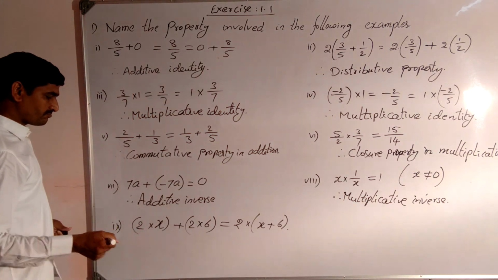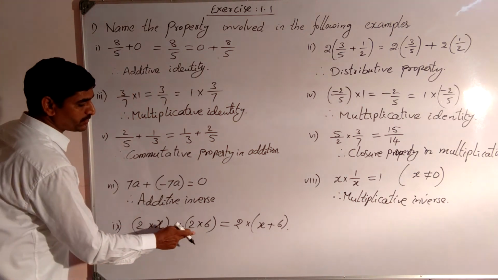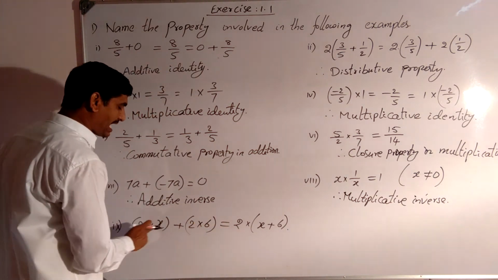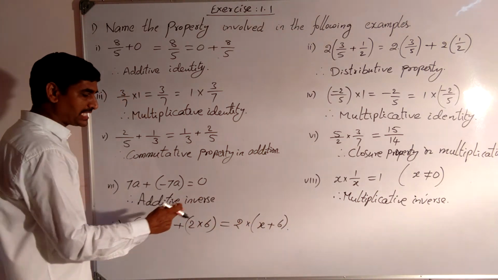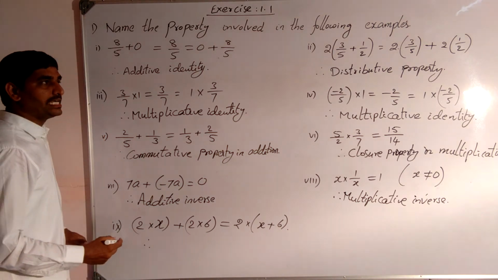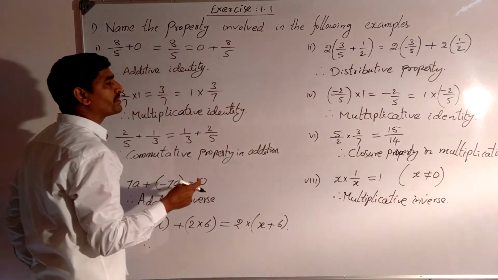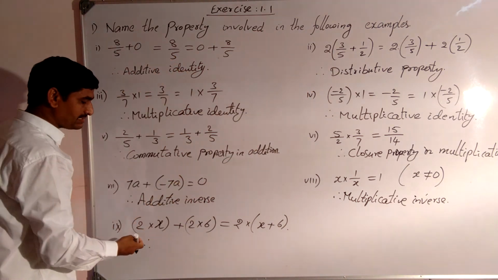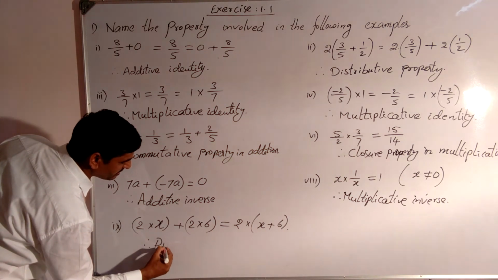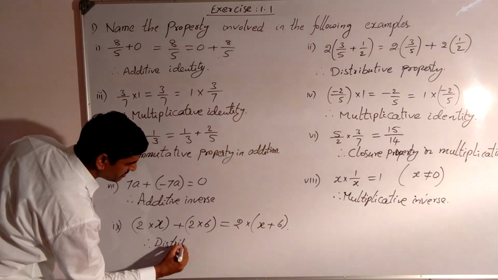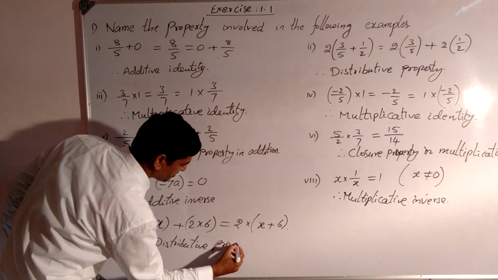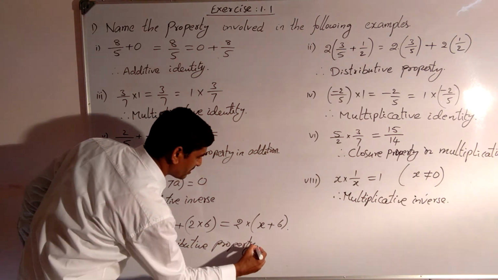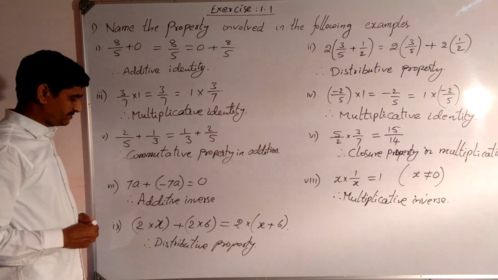Now next. This is 2 into x plus 2 into 6. 2 is common. 2 of x plus 6. Therefore, this is the same type of problem. This is a distributive property. This is the distributive property. Okay.